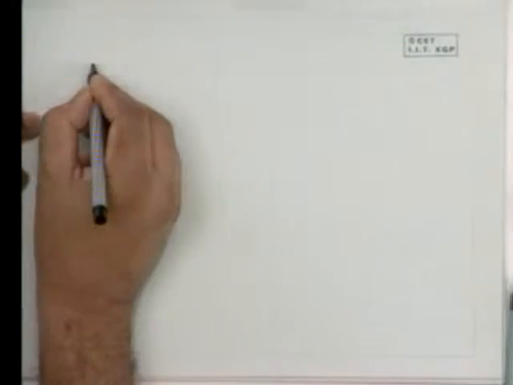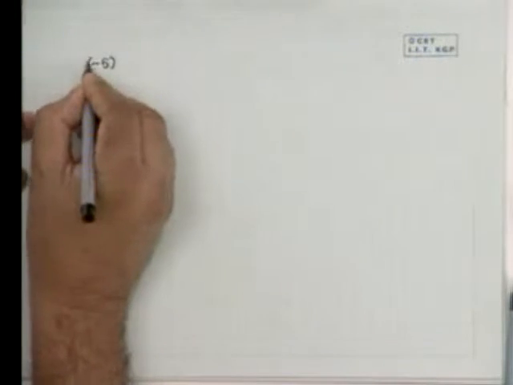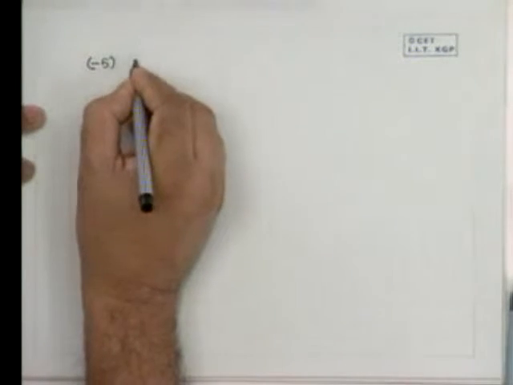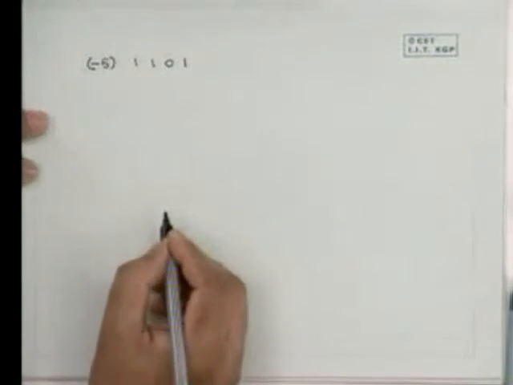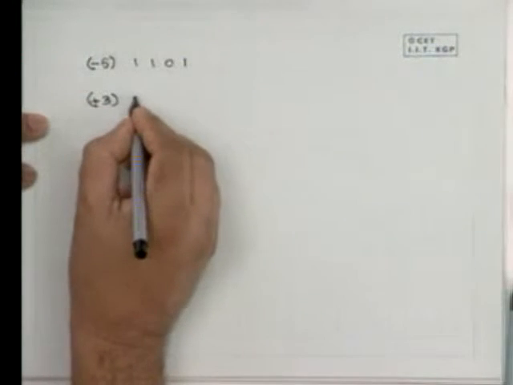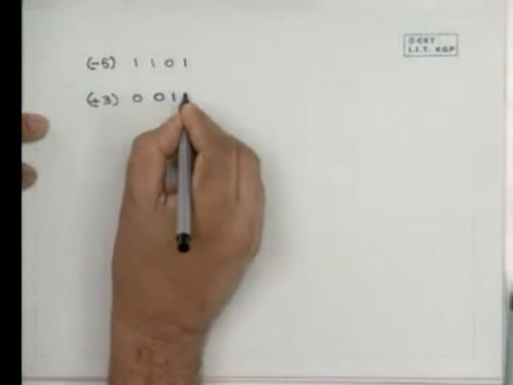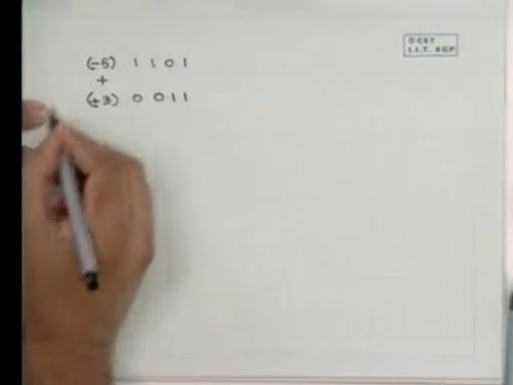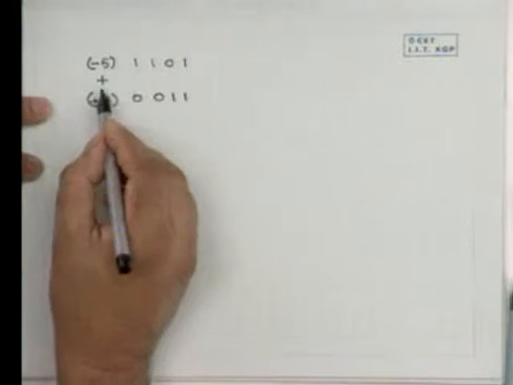Now, when we talk about such sign magnitude representation, there are certain problems with arithmetic. Let us see what are the problems with arithmetic when we have the sign magnitude representation. Let us take the case that we have minus 5 represented by 1, 1, 0, 1, and we have plus 3 represented by 0, 0, 1, 1, and the operation that we wish to perform is plus.